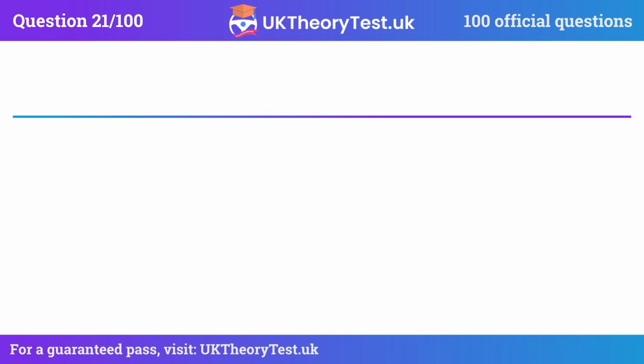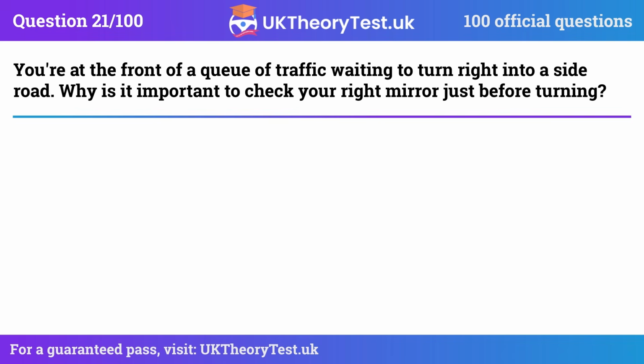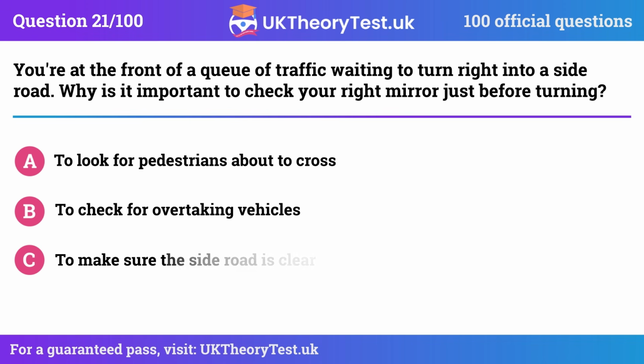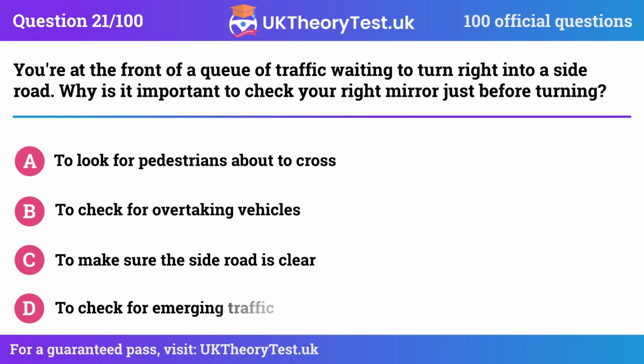Question 21. You're at the front of a queue of traffic, waiting to turn right into a side road. Why is it important to check your right mirror just before turning? A. To look for pedestrians about to cross. B. To check for overtaking vehicles. C. To make sure the side road is clear. D. To check for emerging traffic.